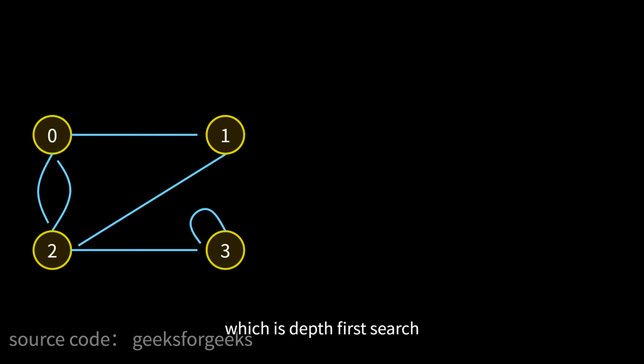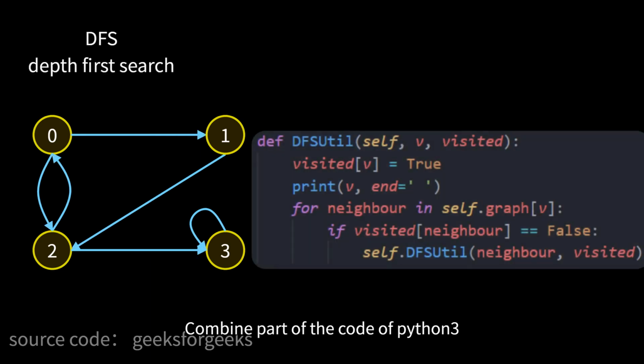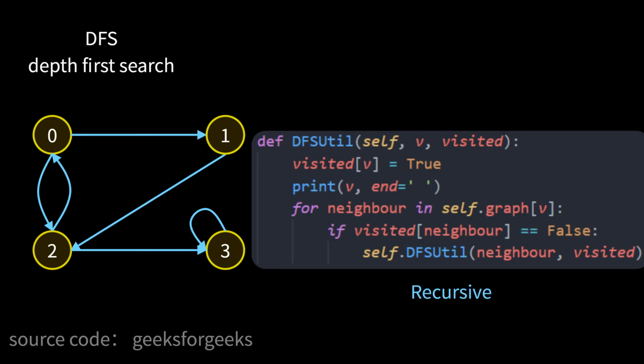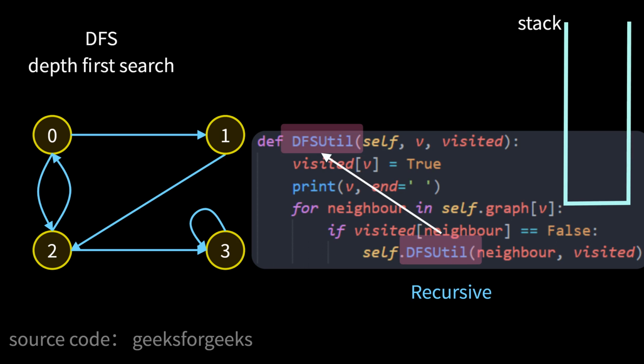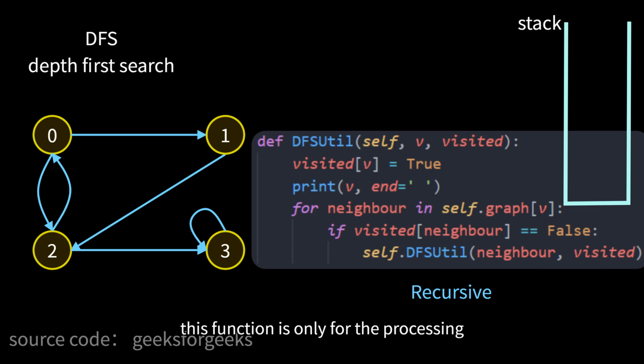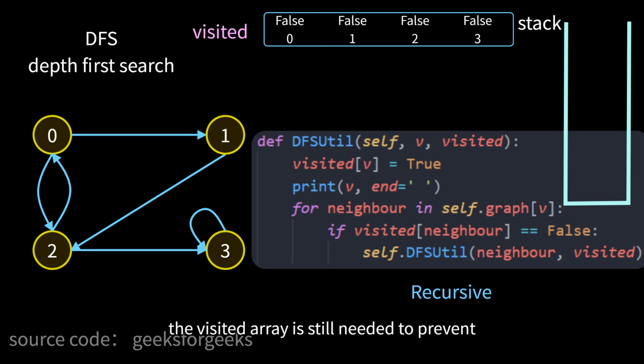Then there is DFS, which is depth first search. Combine part of the code of Python 3. Recursive writing is used here, that is, the function calls itself. The stack of the calling functions can be used to make the code more concise. This function is only used for the processing steps of a node. The visited array is still needed to prevent repeated traversal.